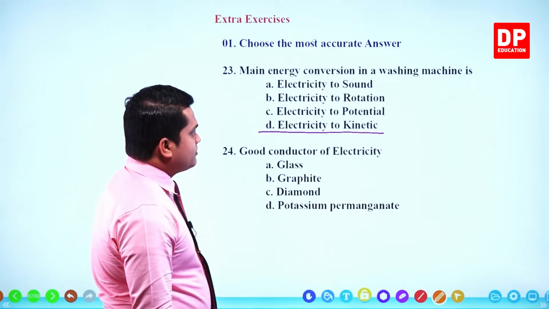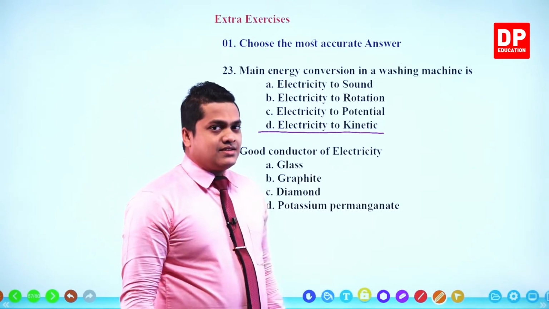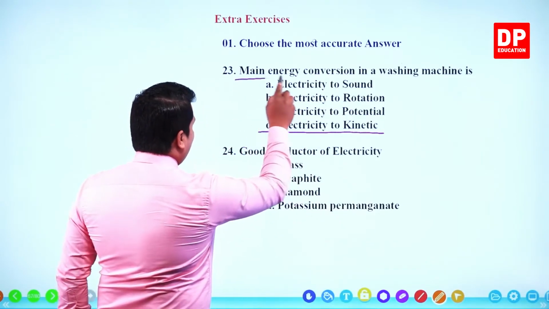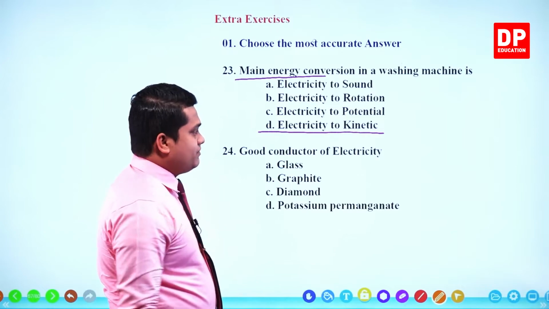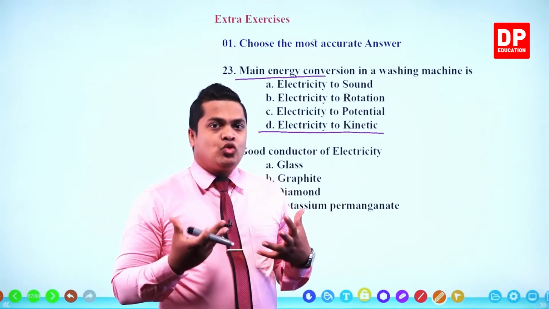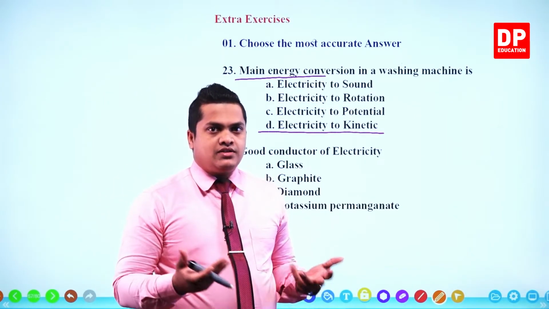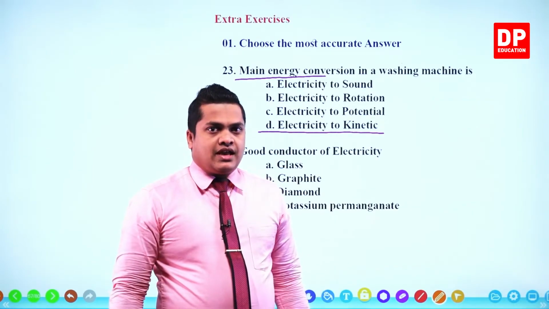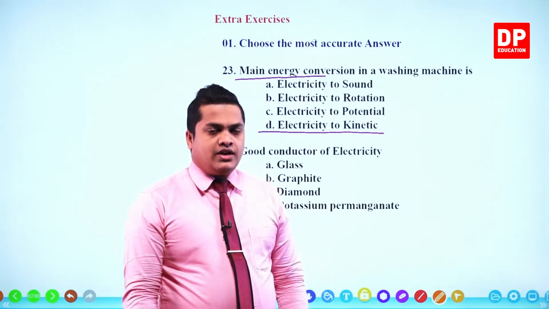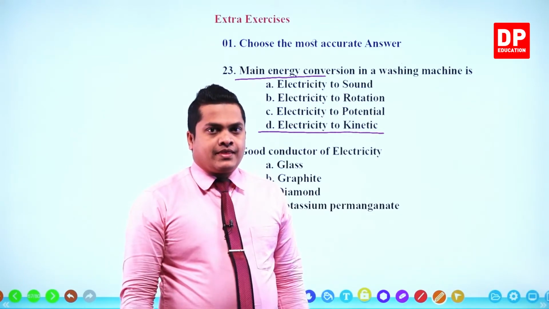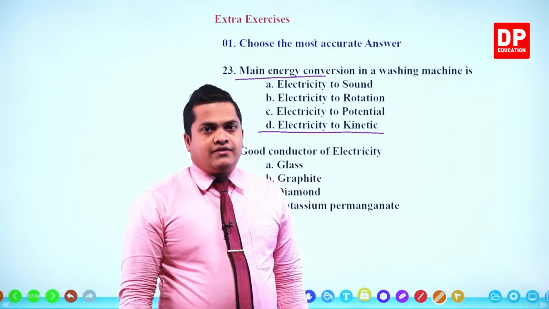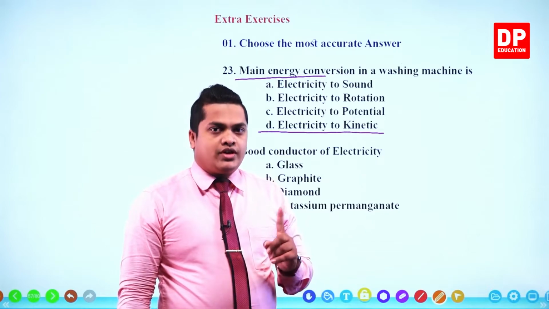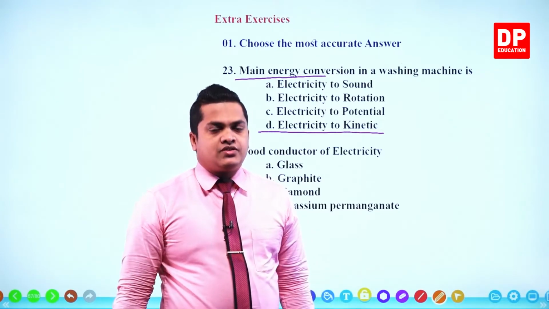Electricity is also getting converted to sound energy. That's a secondary conversion. They are asking about the main energy conversion in a washing machine. Main means the one that we utilize. We can't utilize sound energy in a washing machine, right? Why do we need sound energy in a washing machine? Can we wash clothes by using that sound energy? No, of course we can't, right? So the main energy that we utilize in a washing machine is the kinetic energy given out by the motor, right? The motor which is going to rotate.